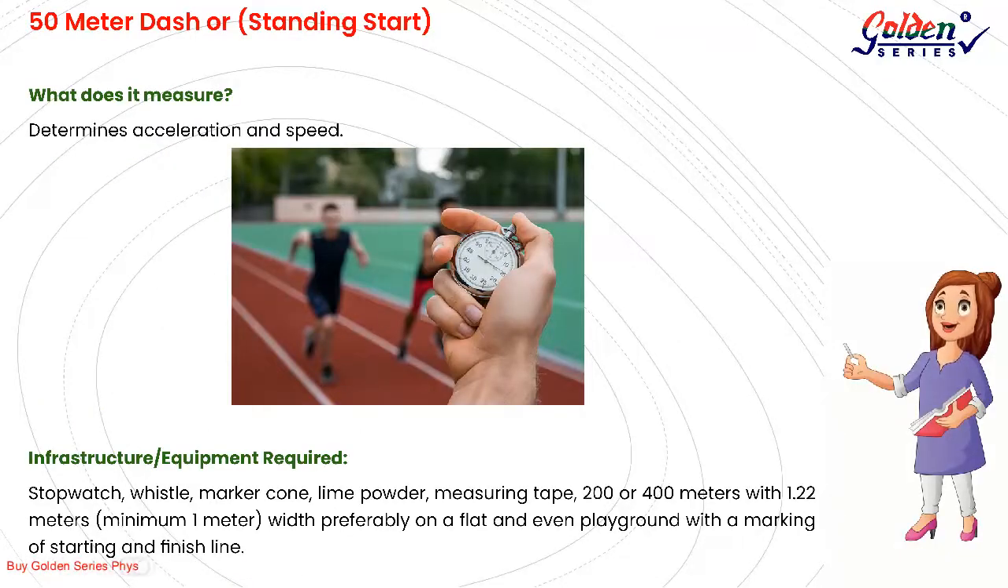Scoring. Time taken for completion, run or walk, in minute, second. 50-meter dash or standing start. What does it measure? Determines acceleration and speed. Infrastructure equipment required. Stopwatch, whistle, marker cone, lime powder, measuring tape, 200 or 400 meters with 1.2 meters, minimum 1 meter, preferably on a flat and even playground with a marking of starting and finish line.